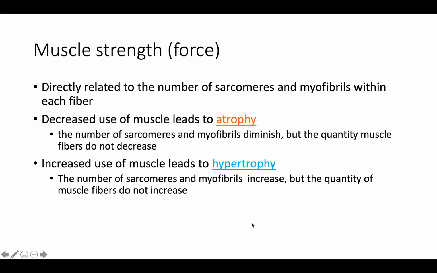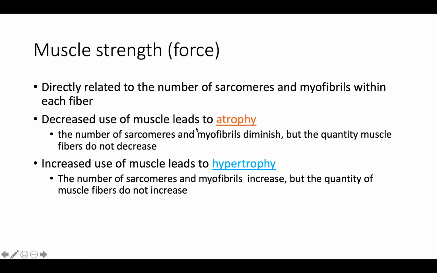And then when we talk about muscle strength, we're talking about force, and this is directly related to the number of sarcomeres and myofibrils within each fiber. When you decrease your muscle use, it leads to atrophy. The number of sarcomeres and myofibrils are literally diminishing, but the quantity of muscle fibers has not decreased. Just the myofibrils that are inside of that muscle fiber have decreased. And this really occurs when you stop using a muscle.